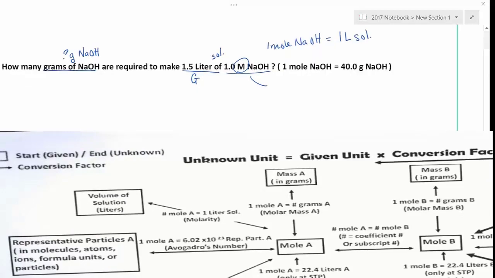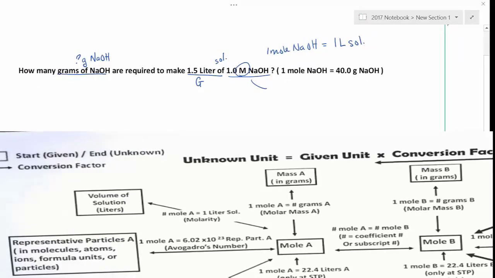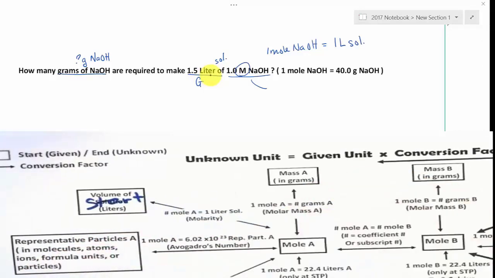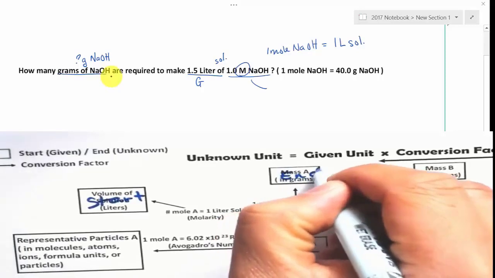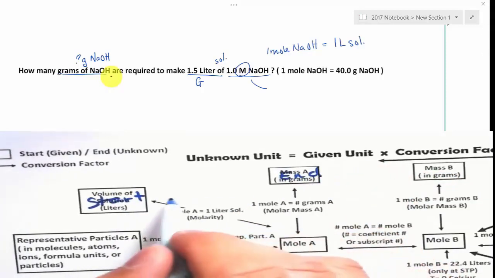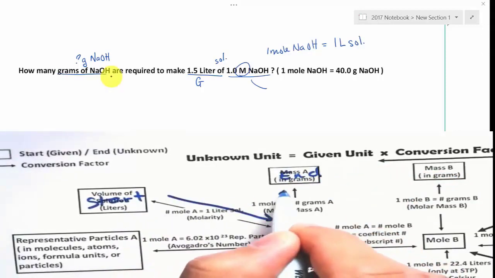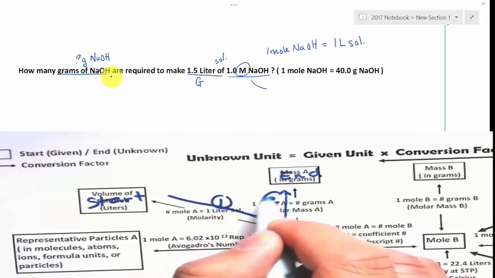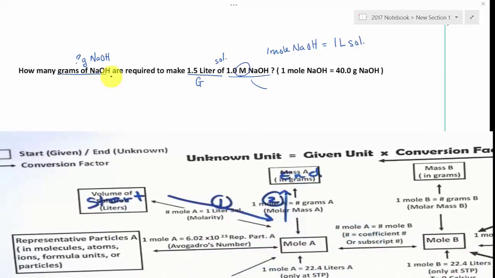So in this case, we are using our flowchart. We are starting from where? We are starting from 1.5 liter of solution, which is right here. This is where we start. But where do we end? We are ending at the grams of NaOH, which is the same chemical. So this is where we end. To go from here to there, we had to go down and go up. See how that worked? So we had to multiply by this conversion factor followed by that conversion factor.